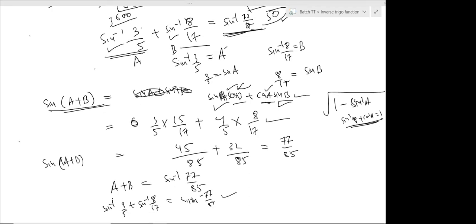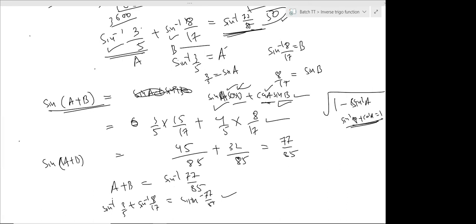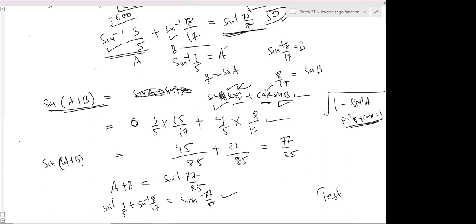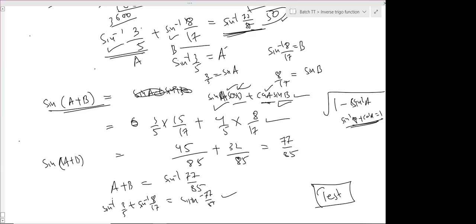Done, everyone? All right. So 2-3 questions are left. After that, this chapter will be finished. So next week you will have a test of this chapter. Half an hour test. So prepare accordingly. All right, Kinza. Clear?